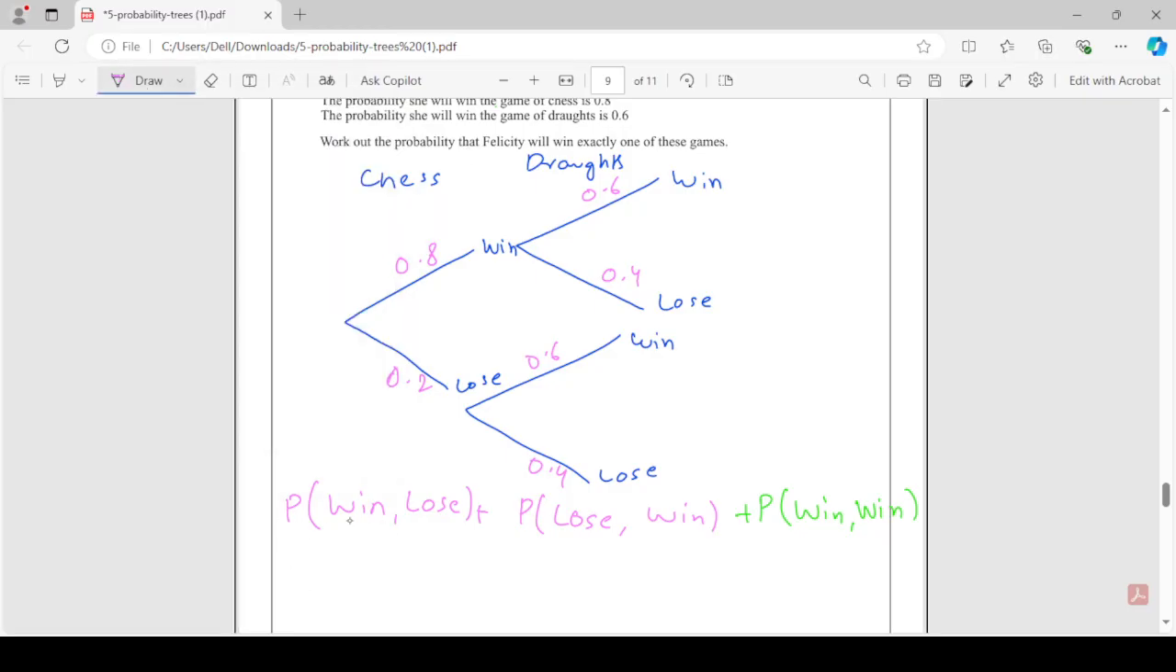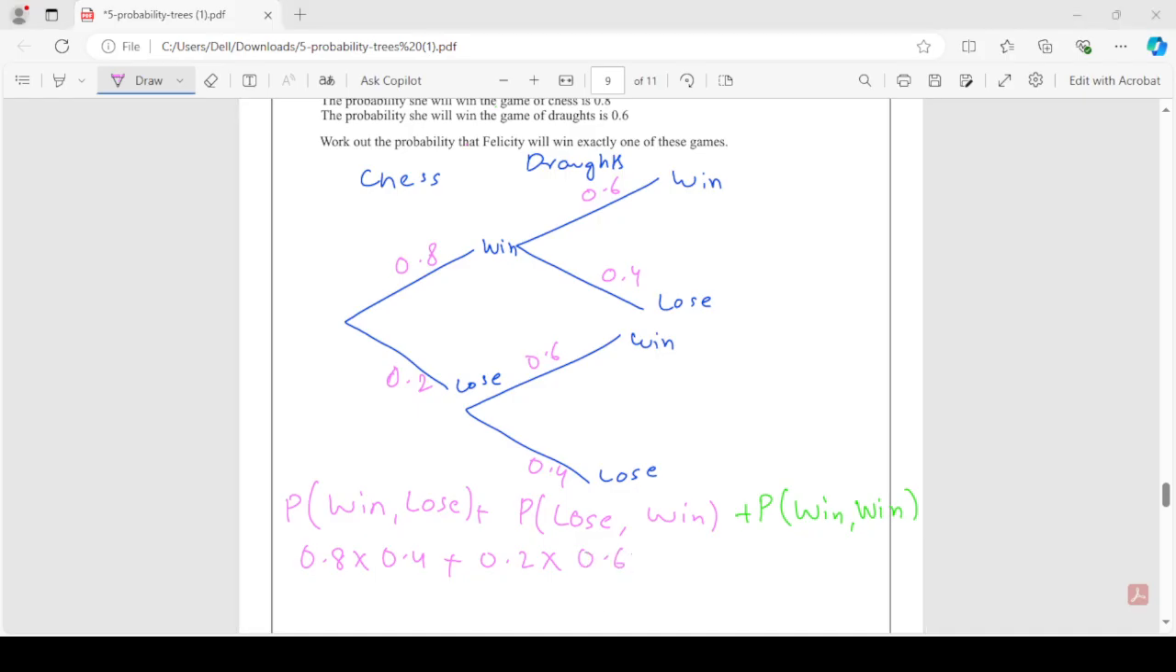Now, probability she will win the game of chess is 0.8 times she will lose it is 0.4, plus she will lose the game is 0.2 times she will win the game is 0.6. 0.8 times 0.4 is 0.32 plus 0.6 times 0.2 is 0.12. If you add both of these, it's going to be 0.44.